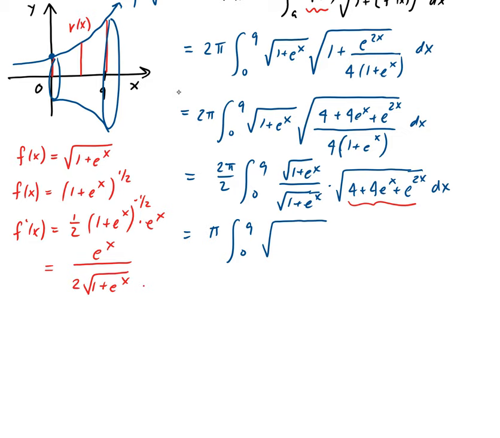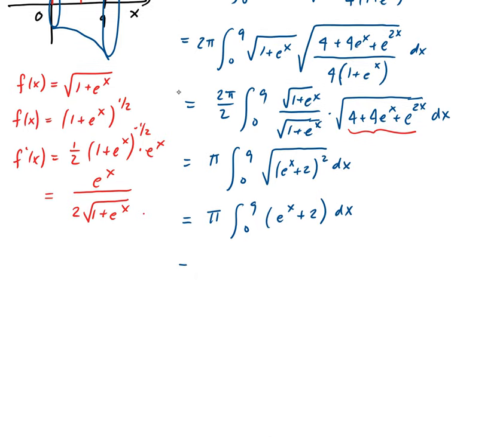So this is underneath the square root. We can rewrite this as e to the x plus 2, squared. That's going to work out nicely. So we have the integral from 0 to 9, and taking the square root of this, you get e to the x plus 2. Integrating this, the integral of e to the x is just e to the x, and then the integral of 2 is 2x. Evaluate this from 0 to 9.